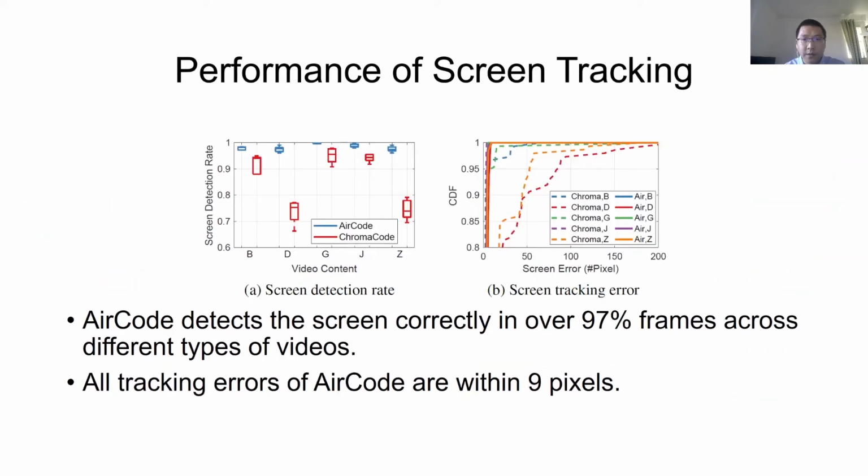We further evaluate the performance of screen tracking. As shown in the figures, AIRCODE detects the screen correctly in over 97% of frames across different types of videos, and all tracking errors are within 9 pixels. In contrast, ChromaCode uses a rule-based algorithm and has large detection errors, especially in videos with complex textures.